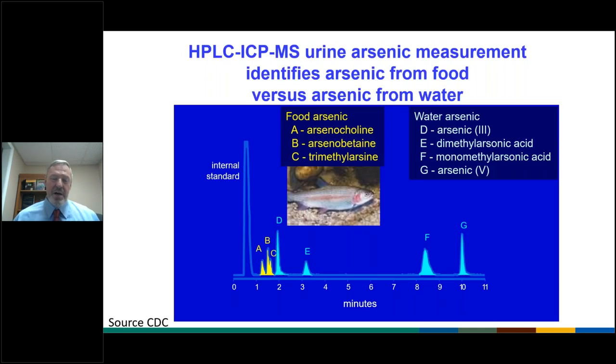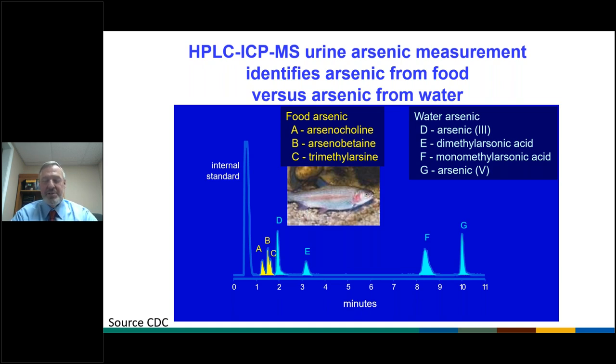So we realized, back in the early 2000s, late 1990s, that we really needed speciated arsenic, because we couldn't tell communities whether they're affected by toxic forms of arsenic or essentially non-toxic forms of arsenic. So we developed this HPLC, ICP mass spec method to be able to differentiate the different types of arsenic species.